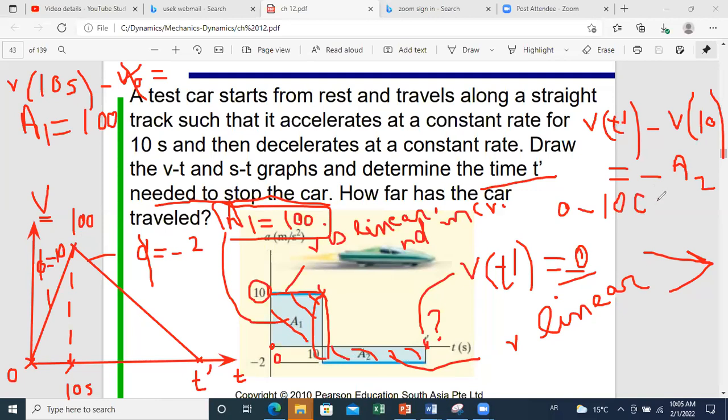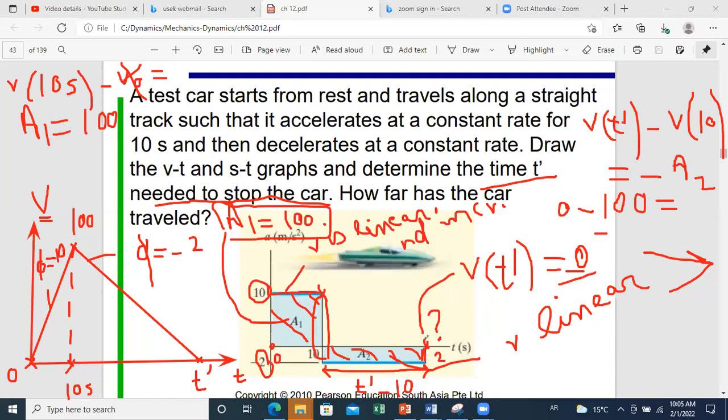Now, what is the expression of the area 2? If I look at my graph here, this is a rectangle. This rectangle is characterized by a certain height, which is equal to the acceleration, which is 2. And the width of my rectangle is delta t. It's t prime, the final time, minus 10, which is the time of beginning of phase 2.